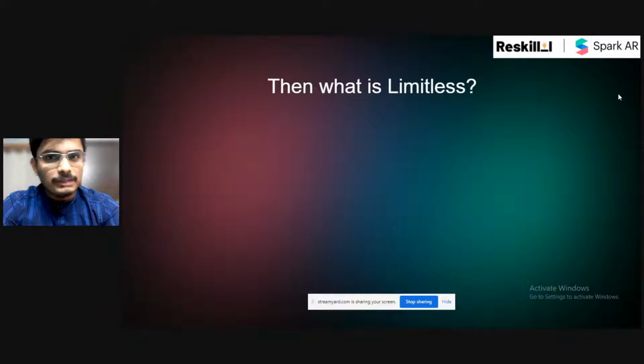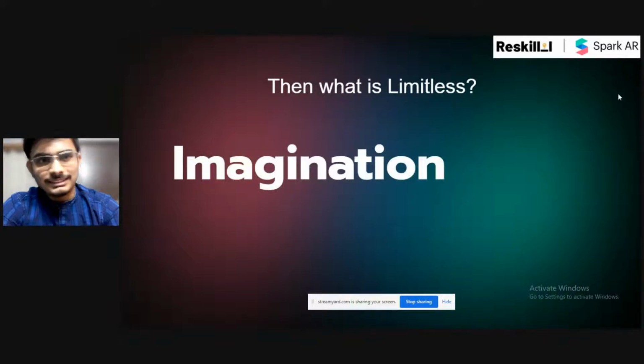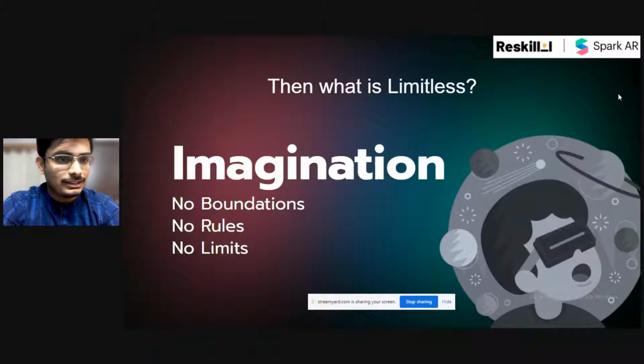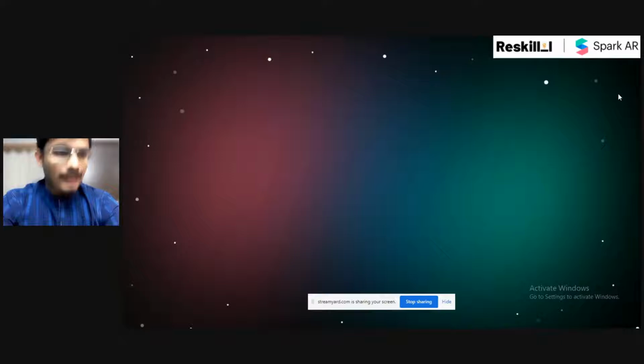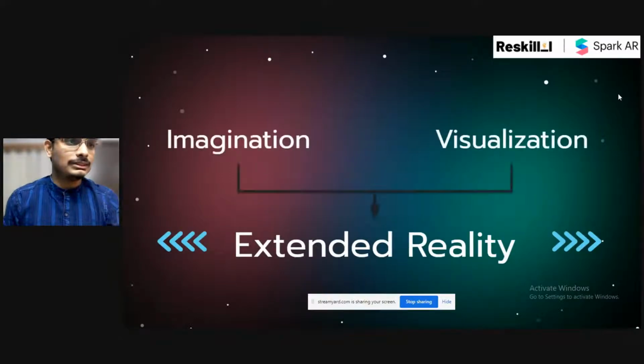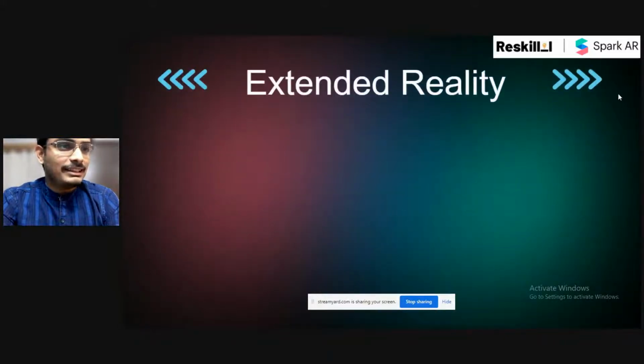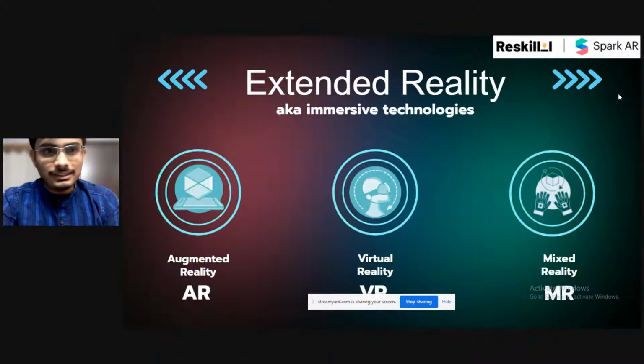Then the obvious question would be, what is limitless? Our imagination is limitless. We can imagine anything. It doesn't have any boundaries. It doesn't follow any rules. It doesn't have any limits. So all these things make imagination limitless. And what if we can combine both of these things, imagination and visualization? That becomes extended reality. Extended reality is a bigger umbrella which captures all three: augmented reality, virtual reality, and mixed reality. Extended reality is also known as immersive technologies.